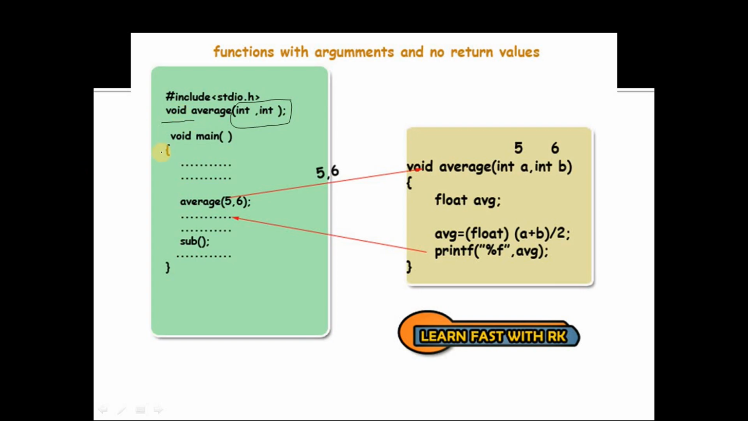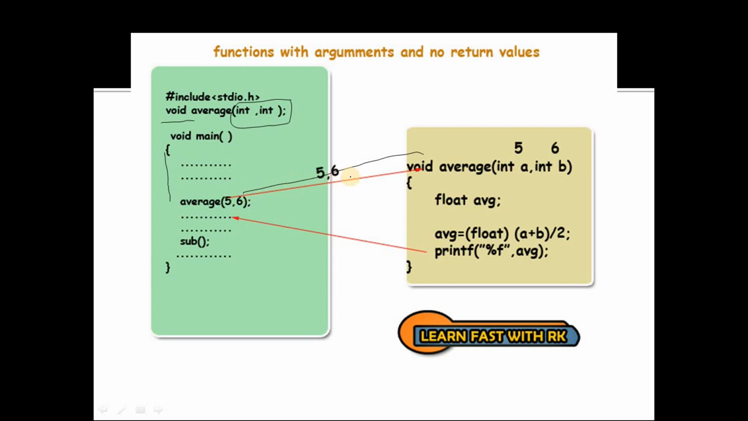As we discussed in the earlier part, the control will start from the opening bracket of the main function. It will be transferred to the called function, but here we have arguments. The arguments are the values which are transferred from the calling function to the called function. Here the calling function is the main function and the called function is the average function. Now the values written in the function call are said to be actual parameters.